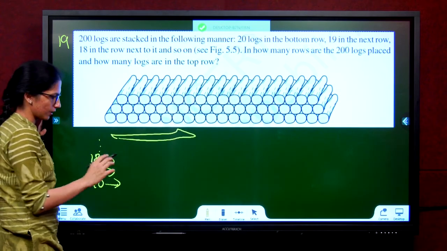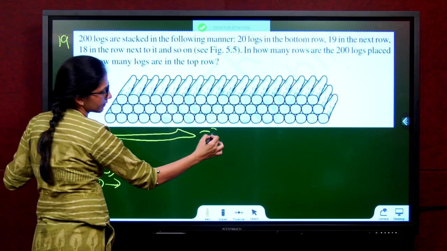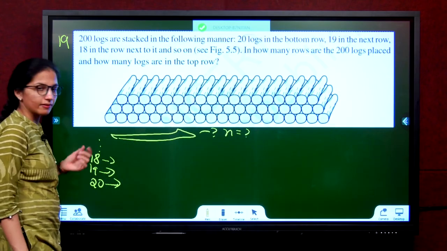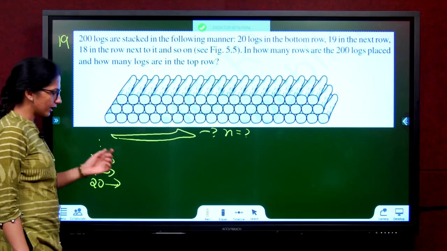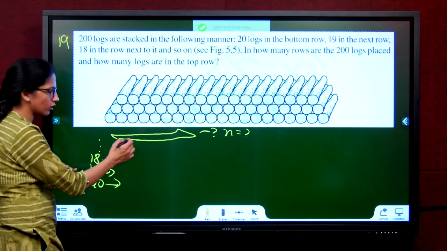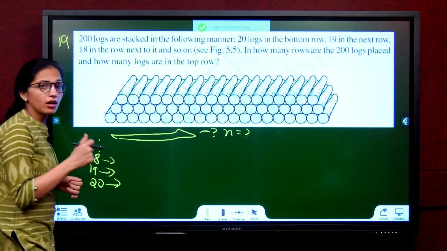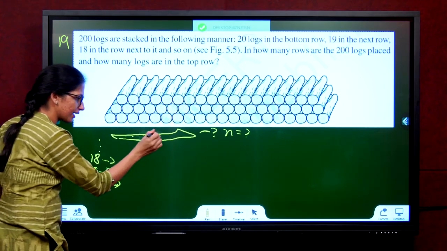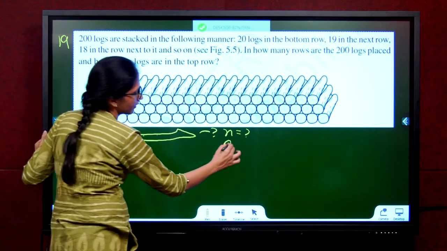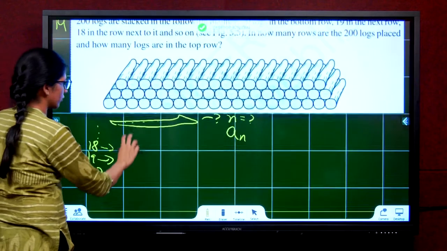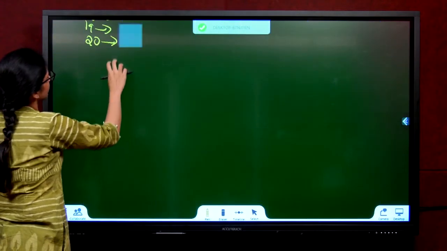200 logs will get over. Which point is this? That means find the value of n. This is an AP. Find the value of n. You'll get the number of rows because first row, second row, third row, n rows, nth row. How many logs are in the top row? What is the value of this? Nothing but an. Very easy. So, how do we do this?